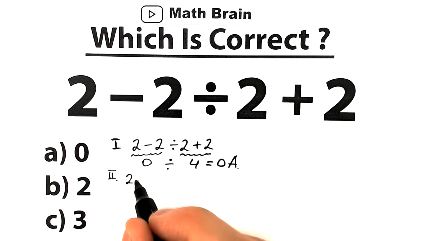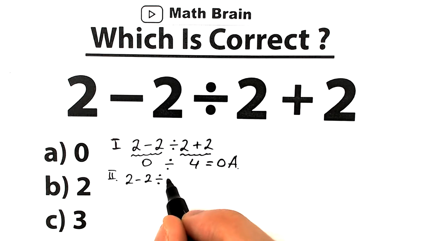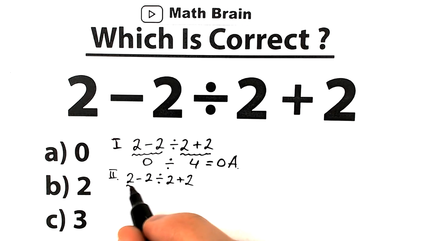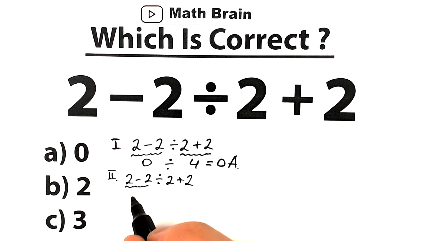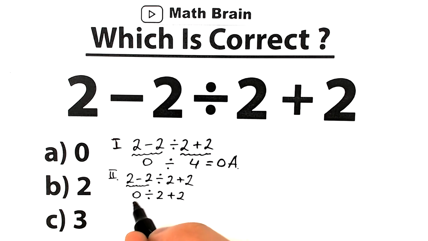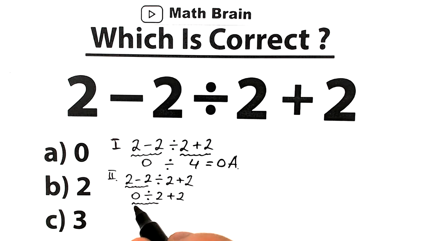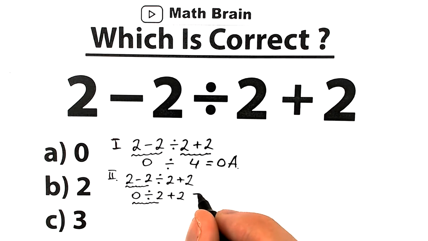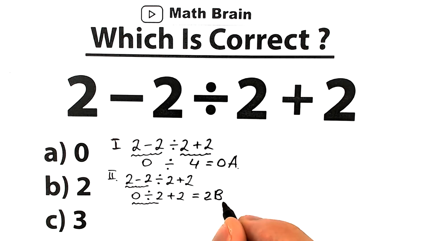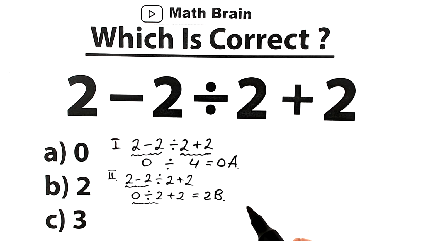Another part of students have their own interpretation, so they solve this question also randomly. So we have 2 minus 2 divided by 2 plus 2, and we solve this question like that. So we have 2 minus 2, which is equal to 0, and we still have this division by 2 and addition plus 2, so once more 0 divided by 2 equal to 0, and 0 plus 2 equal to 2, and this is option B. We have this option, and as you can see, two completely different solutions.